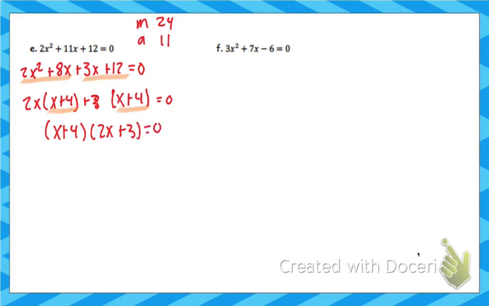Then same steps, set each factor equal to 0. So I get x equals -4.